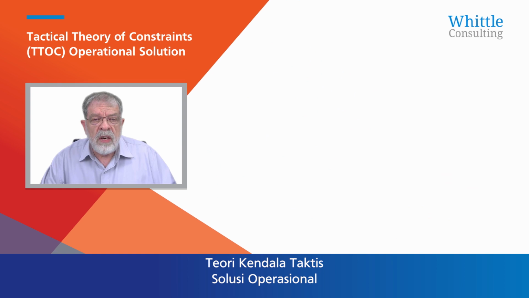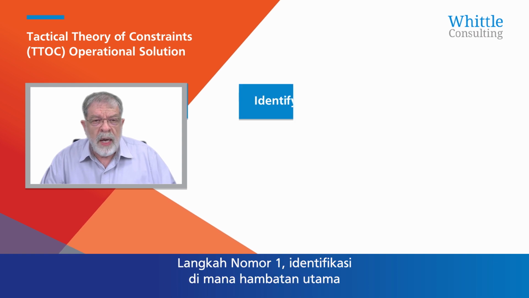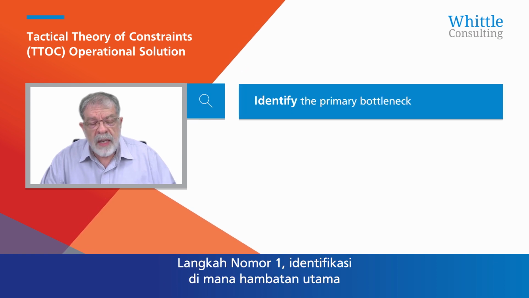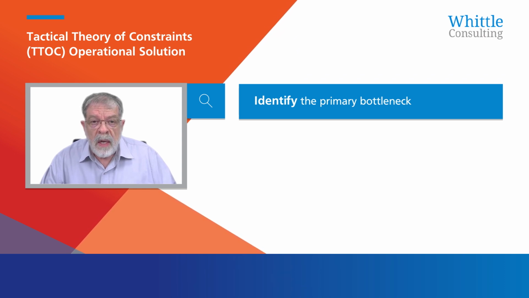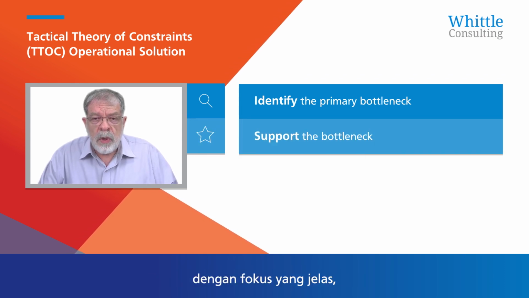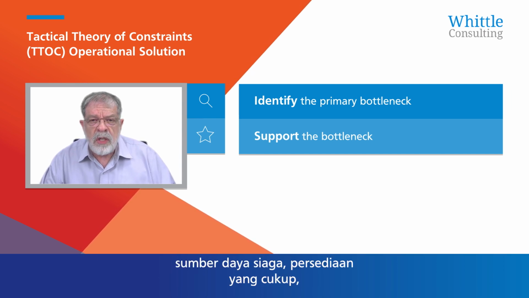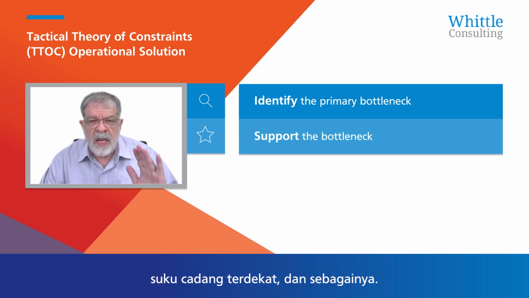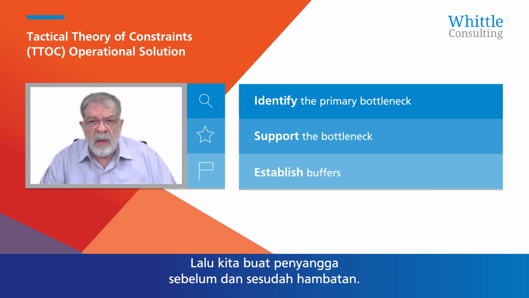The tactical theory of constraints operational solution typically involves the following. Step number 1, identify where the primary bottleneck is, and then sometimes where it should be. Then to support the bottleneck with a clear focus, full preventive maintenance, standby resources, ample supplies, nearby spares, and so on. Then we establish buffers before and after the bottleneck.